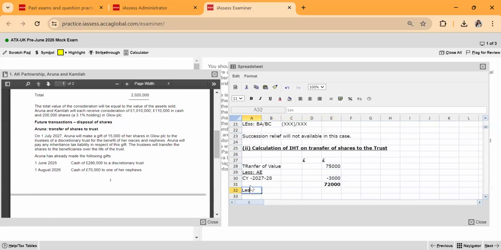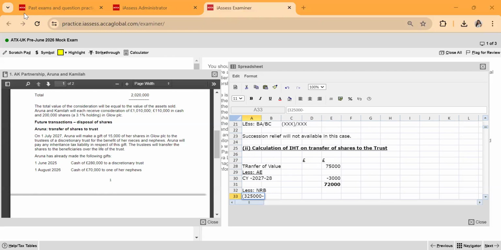Now I will reduce NRB. How would you reduce NRB? 325,000 less any chargeable transfers, GCT, made in the 7 years prior to the date of gift. So the date of gift is 1st July 27, that is 1st July 20, 2nd July 21 onwards. We will take both these gifts are made after 1st July 21. And this is a gift to a trust. This is to nephews. Nephews we will not consider as it is a PT transfer, but yes, the trust one we will consider for sure.